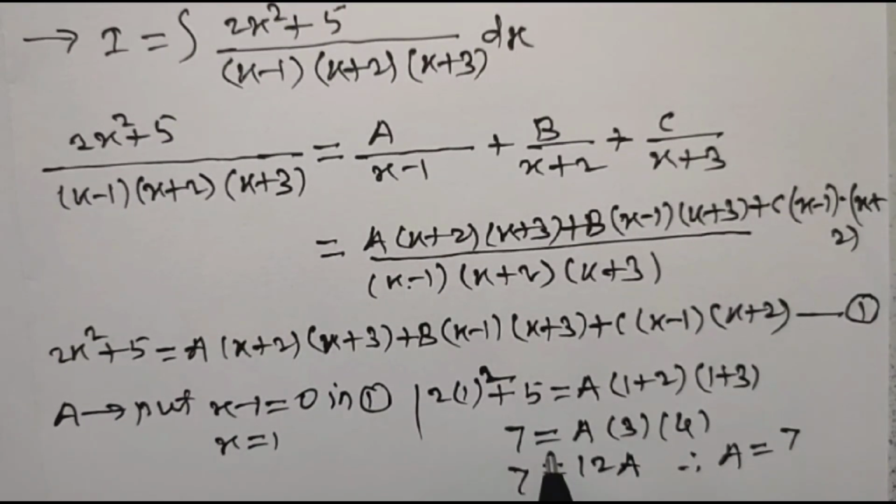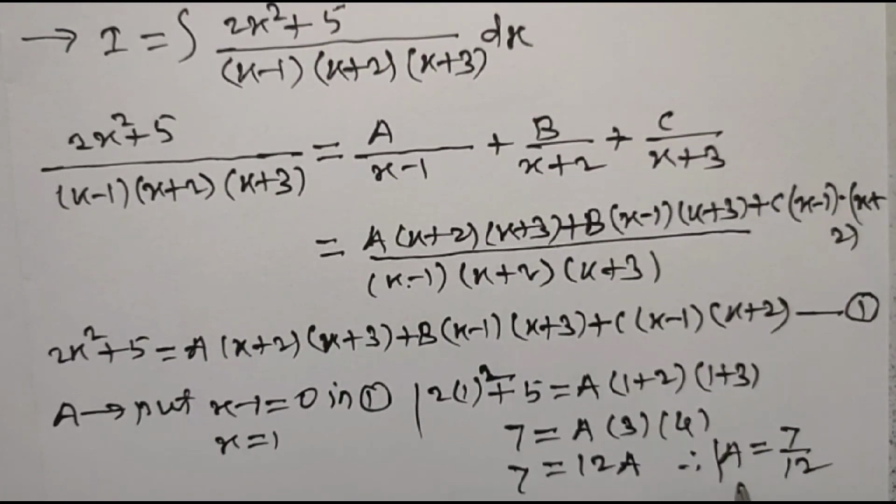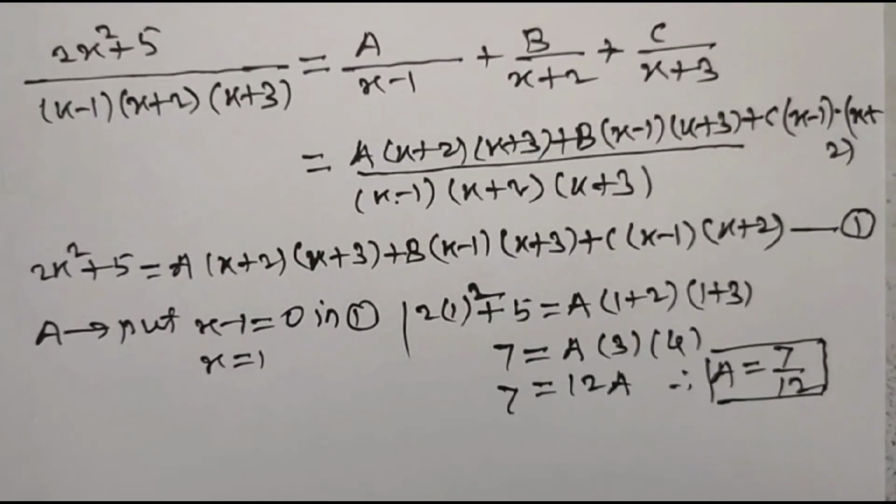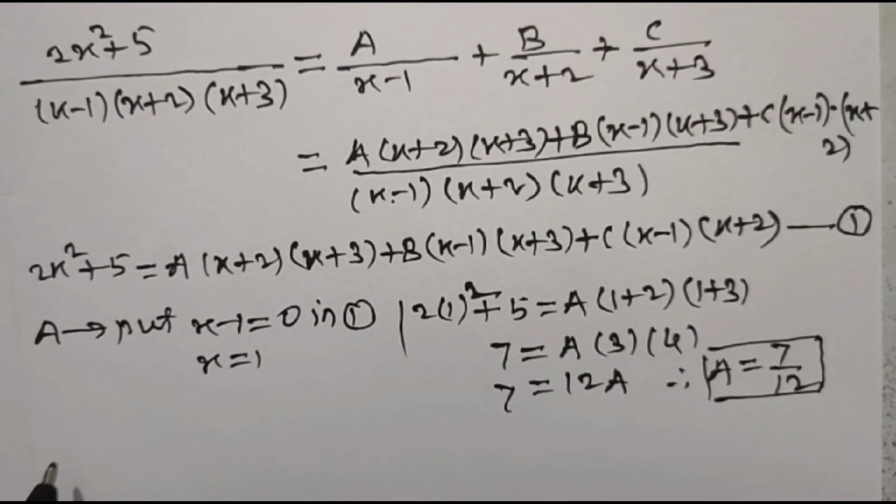Here 7 is equal to a into 3 into 4. So 3 into 4 is 12. Hence 7 is equal to 12a. Hence a is equal to 7 upon 12. This is the value of arbitrary constant a. Similar to this, we have to find out values of arbitrary constants b and c.